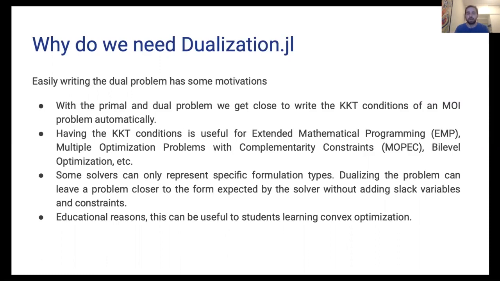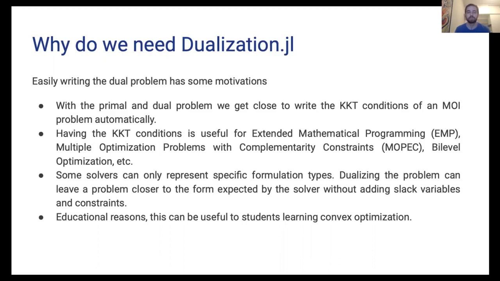So having the KKT conditions automatically is very useful for extended mathematical programming, multiple optimization problems with complementarity constraints, and bilevel optimization, etc. This is one of the main reasons. We wanted to extend JuMP to deal with all these different classes of optimization problems.